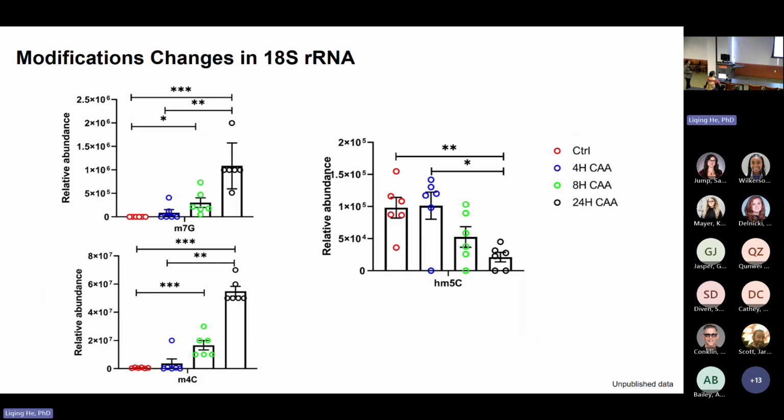In 18S RNA, we found 3 modifications were significantly changed. You can see the M7G and M4C. At the very beginning, the intensity of these 2 modifications is barely seen. We almost cannot see the peaks. But after 4 hours of treatment, the intensity of the peak increased. And after 8-hour treatment, we get a statistically significant change. HM5C was significantly decreased after 24-hour treatment.